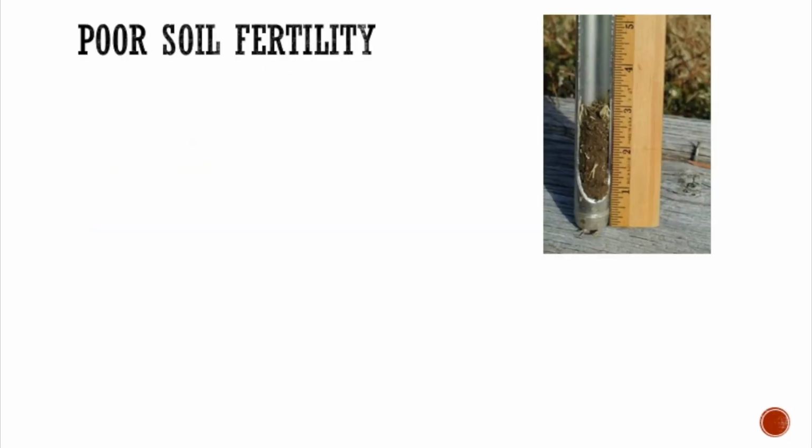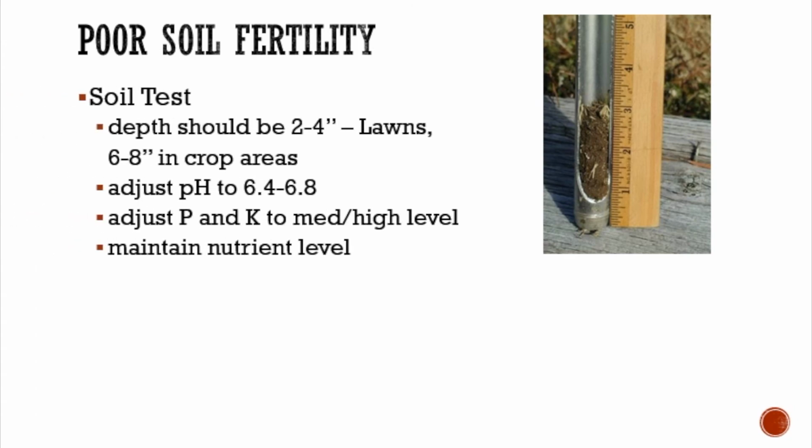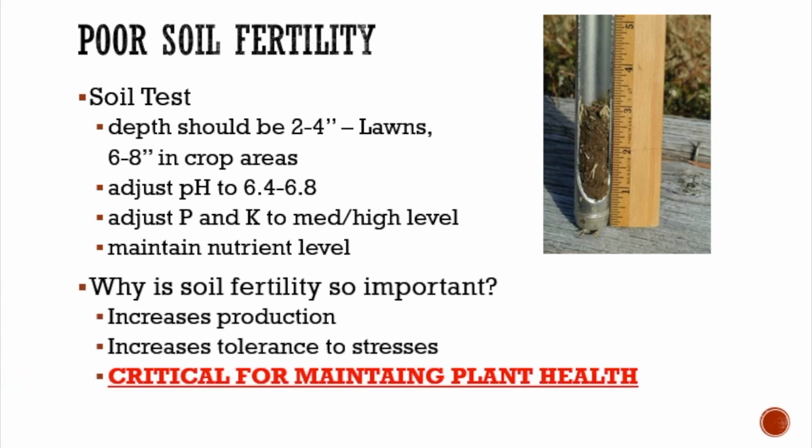The other thing when we look at taking those soil samples is how we should do that. In crop areas, we need to take at least a 6 to 8 inch core. We need to take as many of them as practical throughout the field. We'll mix those up and we'll use a subsample of that to fill that box to send off. We're going to adjust our pH as needs be, and we're going to adjust our phosphorus and potassium into that medium or high level so we maintain that inherent nutrient level that we have in that soil.